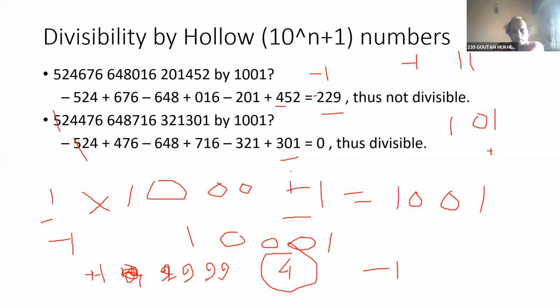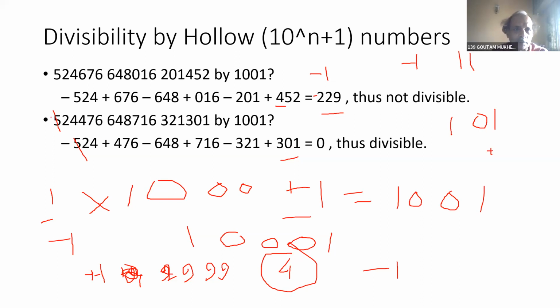We could have done plus 524 minus 476 plus 678 minus 716. Certainly, if it is 0, it will be 0. But if it is something, say 229, it will be minus 229. Doesn't matter. But grouping must be done from the right.